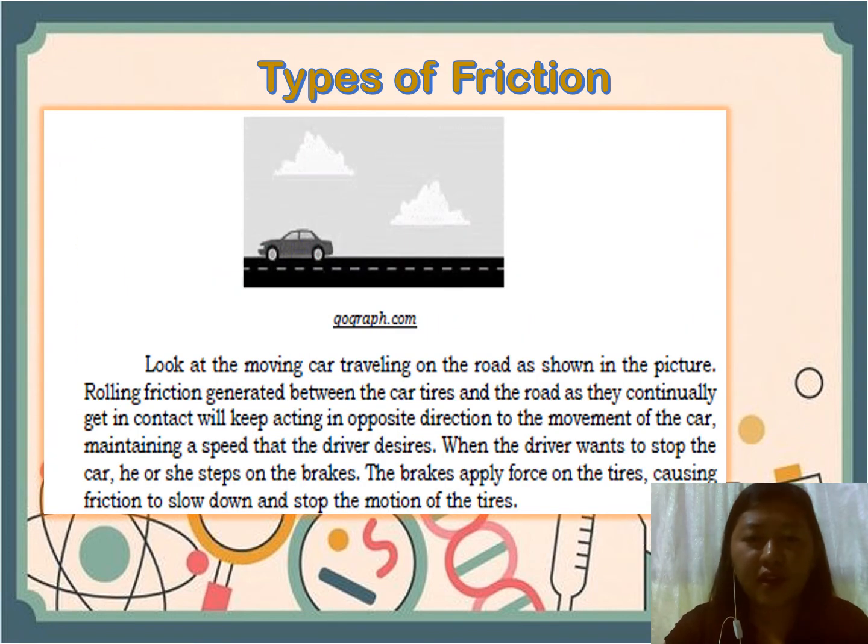Look at the moving car traveling on the road as shown in the picture. Rolling friction generated between the car tires and the road as they continually get in contact will keep acting in opposite direction to the movement of the car, maintaining a speed that the driver desires. When the driver wants to stop the car, he or she steps on the brakes. The brakes apply force on the tires, causing friction to slow down and stop the motion of the tires.